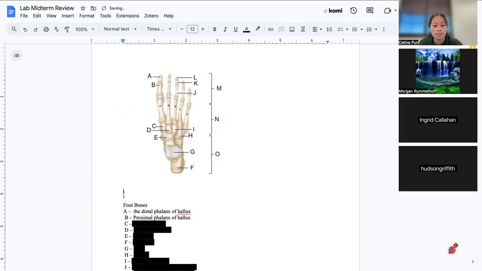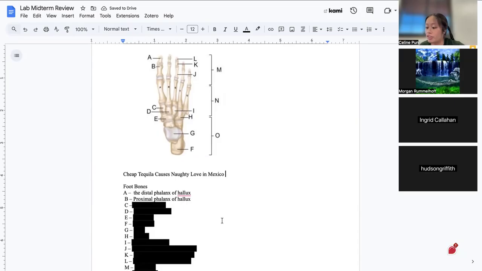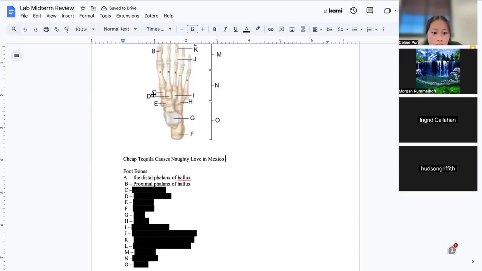Okay. Though when I took this class, my professor gave us an acronym to remember this. It is cheap, tequila, causes, naughty, love in Mexico. And it is based off of the bones in your feet. Okay, so C, this bone, is your medial cuneiform. That is true.